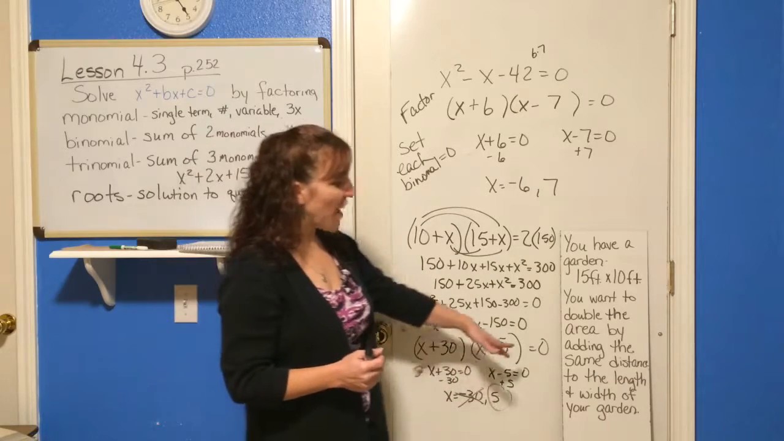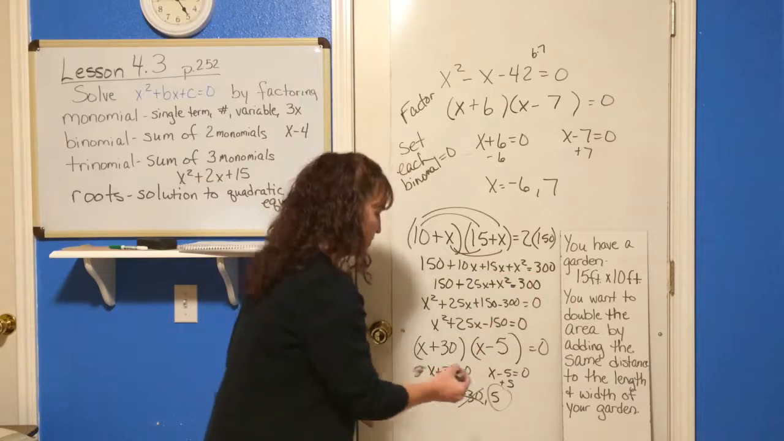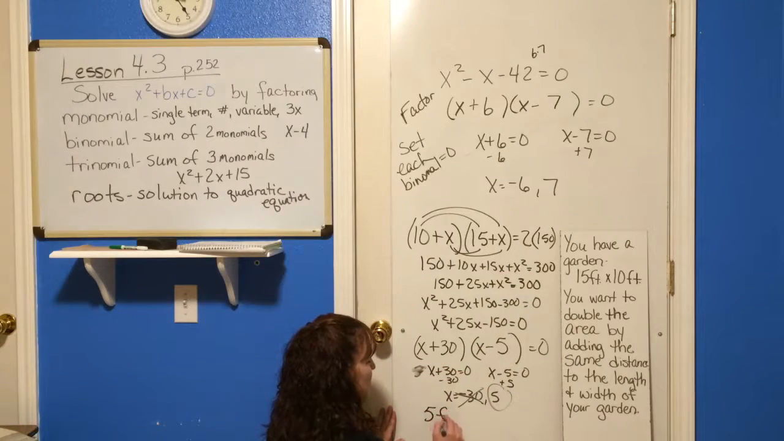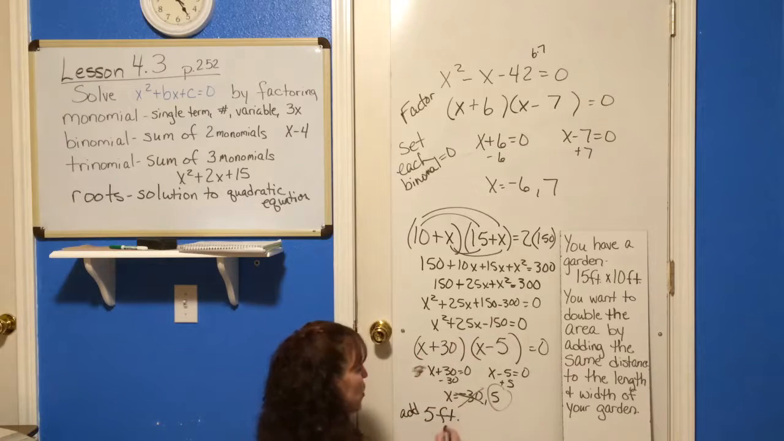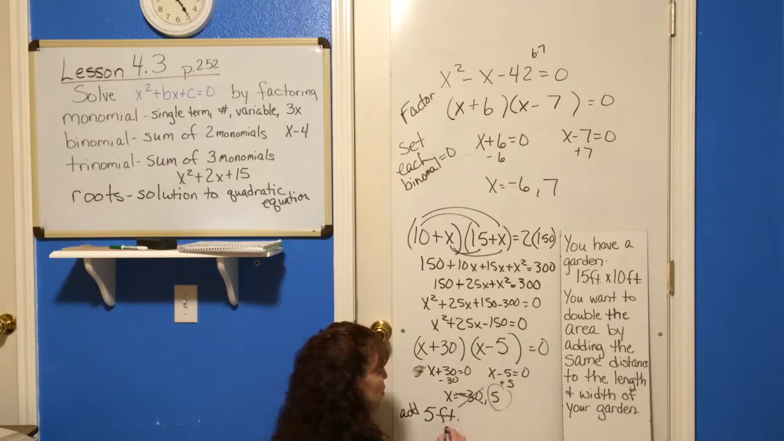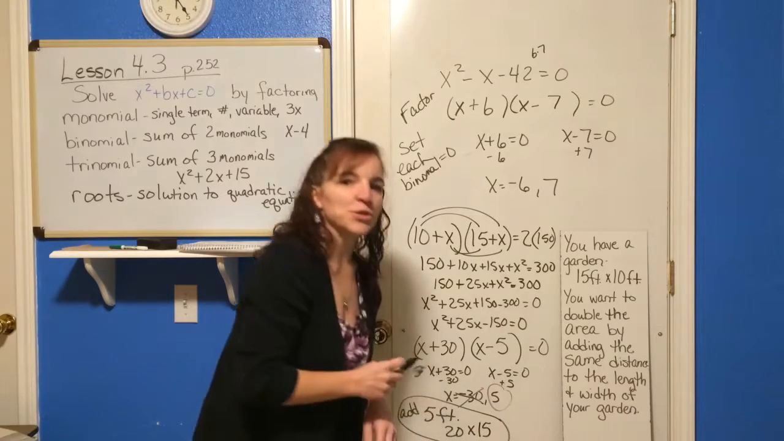So your answer is 5 is the amount that you're going to add. So you'll add 5 feet. And then if you add 5 feet to each of those, your new dimensions are 20 by 15. And that would be your final answer.